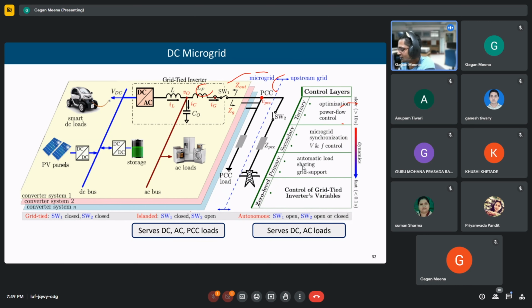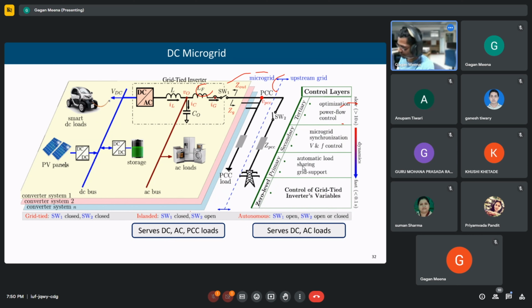So there are four control layers. One is zero level, which is very fast. As we move from zero to tertiary level, the time required for the control increases. The highest is more than 10 seconds. It's a slow process, which is power flow control or optimization problems. Then the secondary level is microgrid synchronization and V and F control. Primary is automatic load sharing and grid support. Zero level is control of grid-tied inverter variables. Zero level is fastest, then primary, then secondary, and tertiary. It will always happen like that.